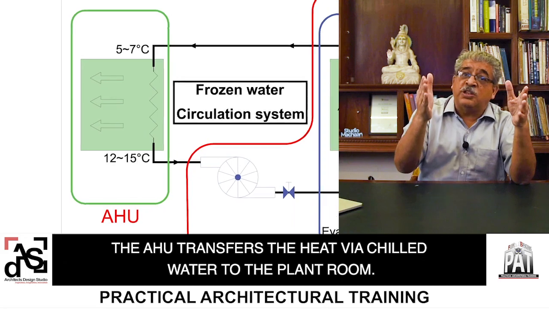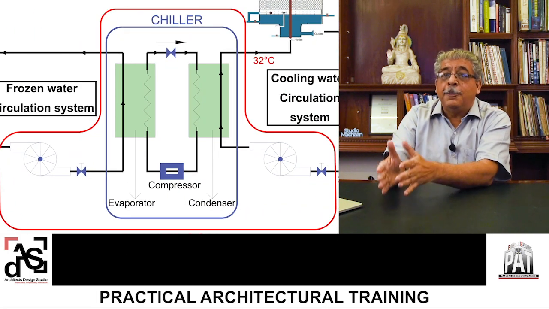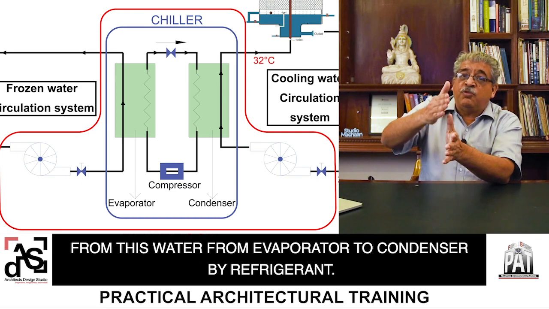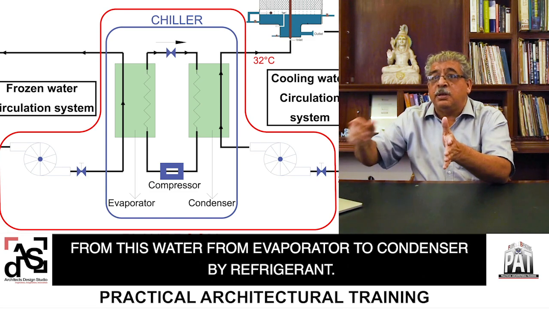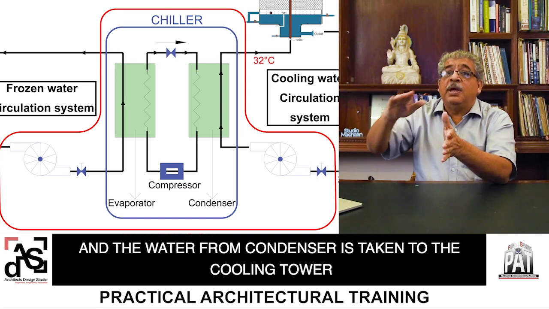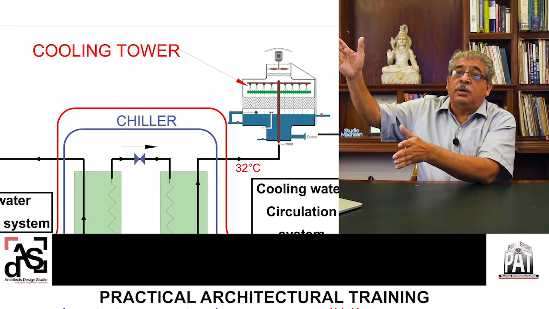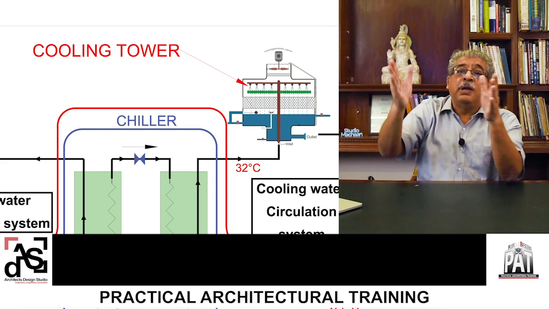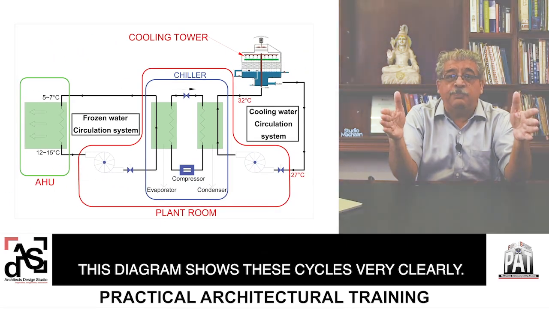The AHU transfers the heat via chilled water to the plant room. In the plant room, the chiller transfers the heat from this water from the evaporator to the condenser by a refrigerant, and water from the condenser is taken to the cooling tower which releases the heat into the atmosphere. This diagram shows these cycles very clearly.